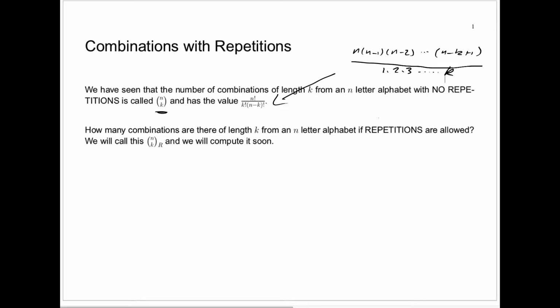But how many combinations can we have of length k from an n-letter alphabet if you do allow repetitions? You can have several of any letter or multiple letters. Well, we give a name to that. We call that n choose k with a subscript r, and we read that as n choose k with repetitions. Actually, we'll be computing that in the next video lecture. In the rest of this video lecture, we're going to be computing the answer to a slightly different question, which will help us on our way to computing n choose k with repetitions.